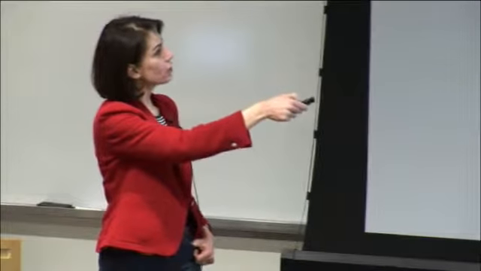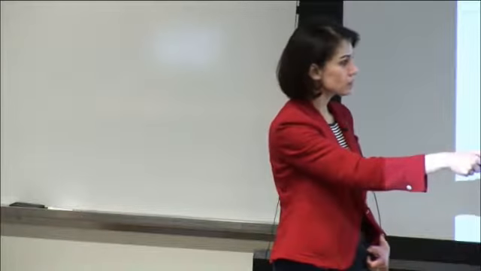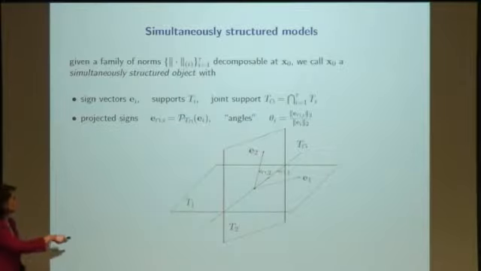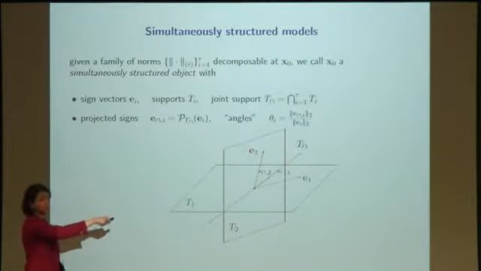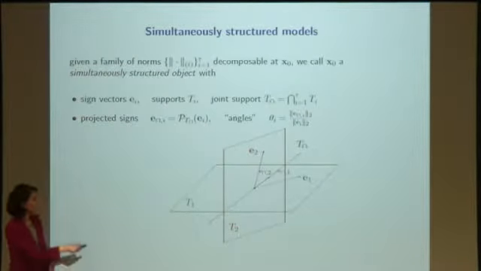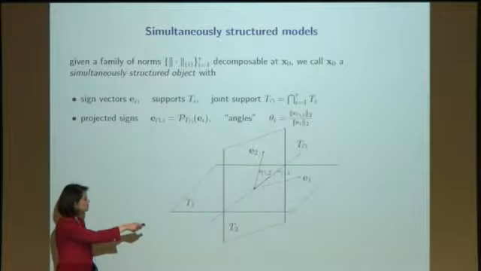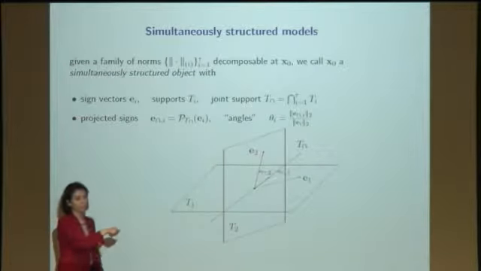Yeah, so the projection of E onto T cap is denoted by this notation. And then these are some angles between E cap and the E_i. So what does that mean? In this example, suppose this is X0. It has two structures simultaneously. The first structure has this support space T1, and it has the sign vector E1 that lies in T1. The second one has this support space T2 and sign vector E2. X0 lies in the intersection of the two spaces, which is this line, T cap. And then the projected sign vectors are going to be these two projected onto T cap.